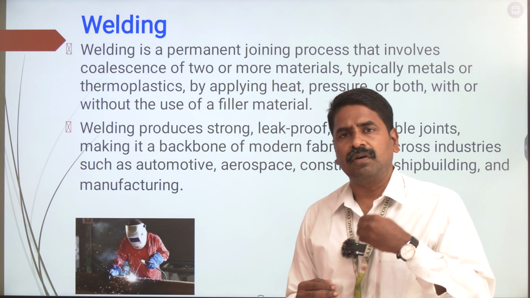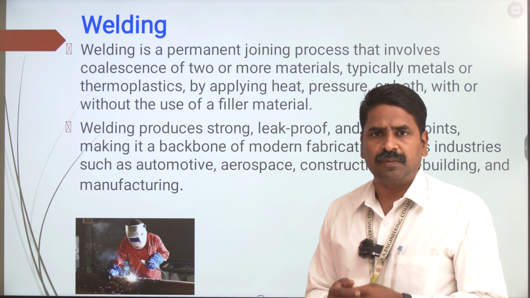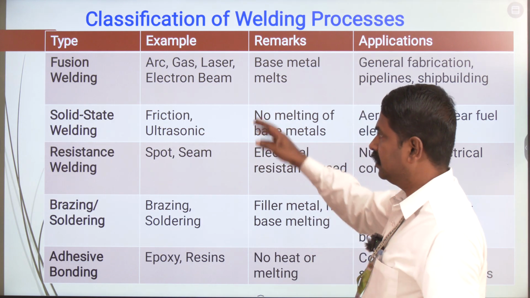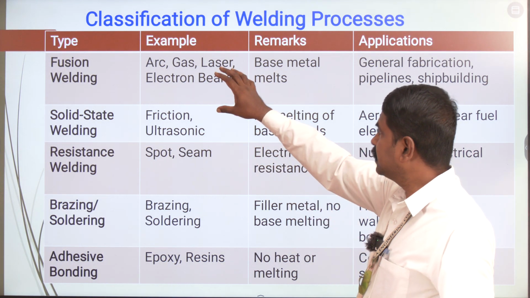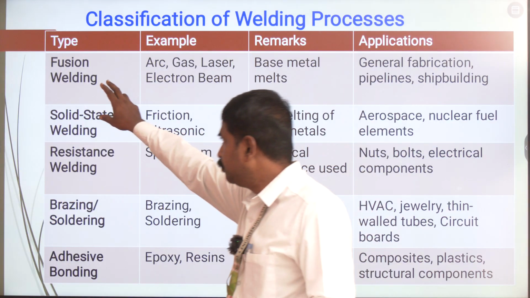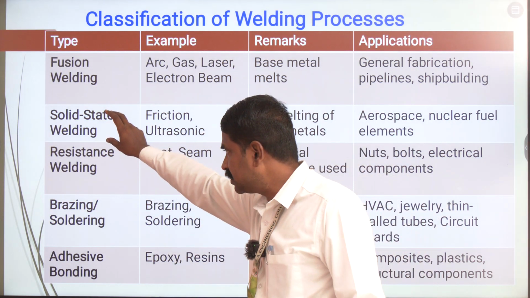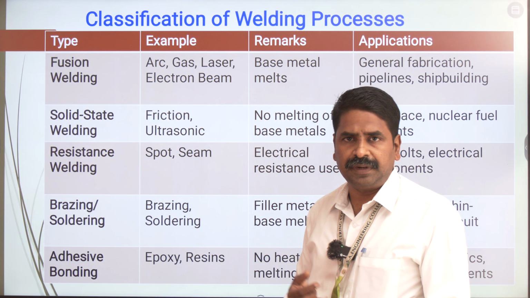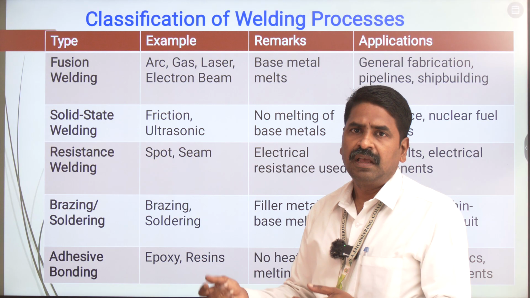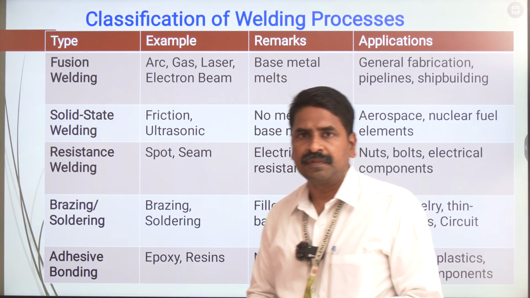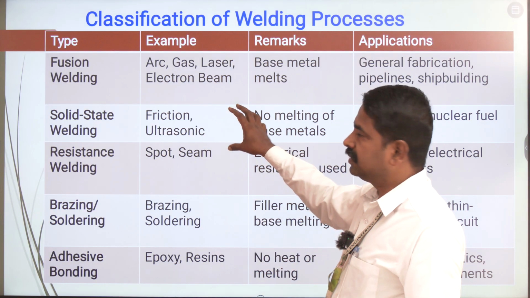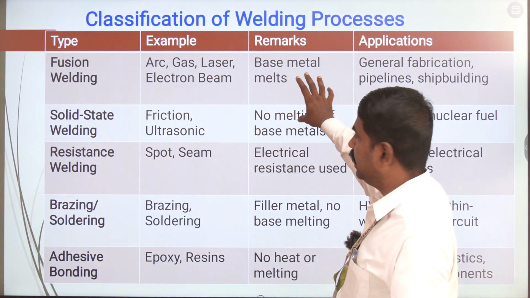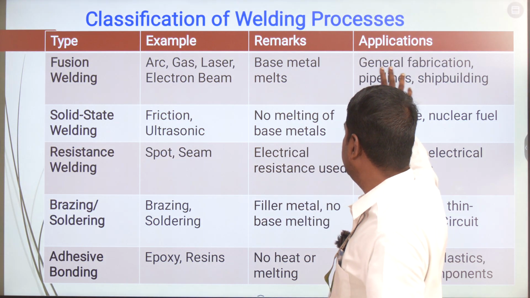With this definition, we are going to see the classification or different types of welding process. So next slide. As you can see over here in the next slide, these are the various types of welding process. First type is going to be fusion welding. Next is going to be solid state welding. Third is going to be resistance welding, followed by the fourth type, which may be termed as brazing or soldering. And finally is going to be your adhesive bonding, as you can see over here. So we are going to see what is going to be the example for each and every type of welding process or welding technique, followed by a small remark about that process, and finally its application, as you can see over here.